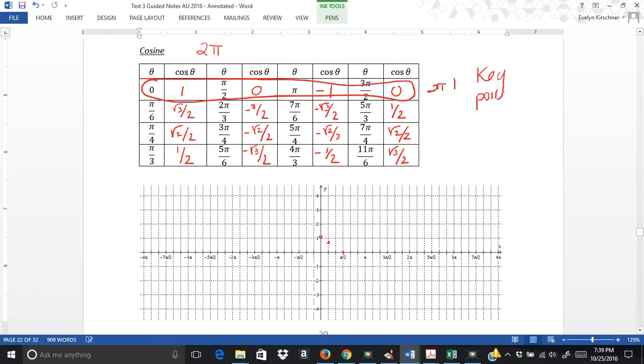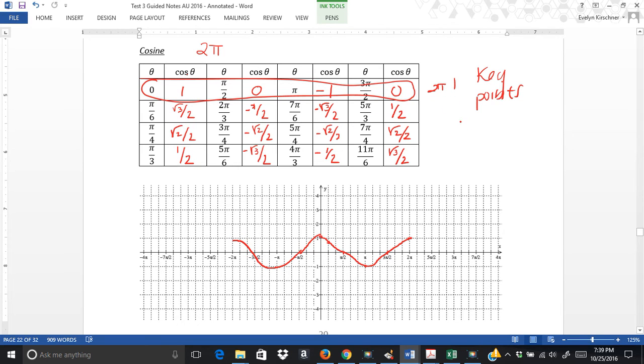And we only have to use the key point method or the 5 points. So I could really just graph negative 1 at pi, 0 at 3 pi over 2, and 1 at 2 pi, and I have a nice little cosine curve. And if I wanted, I could extend it on the other side. It would look like that.